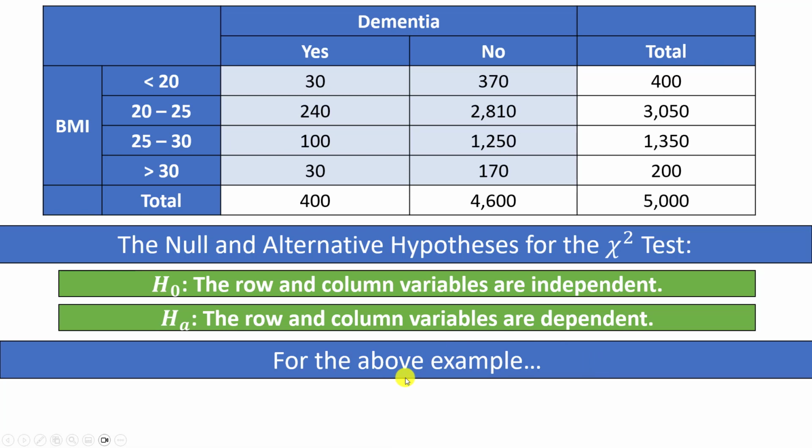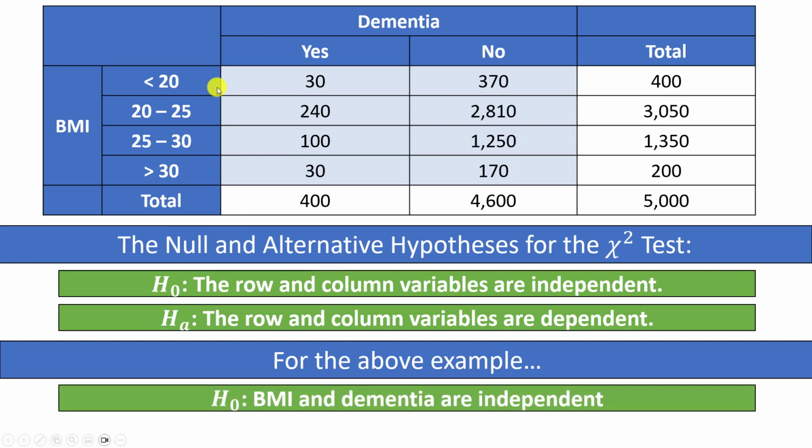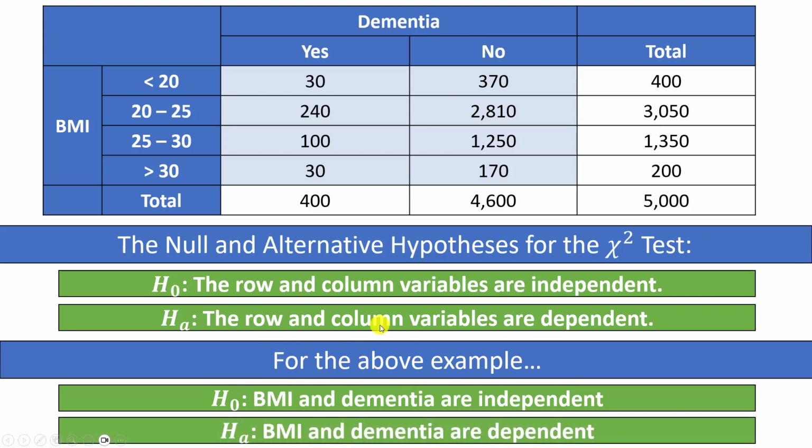But of course, you're going to be more specific to your particular example. So you're not going to just say the row and column variables. You're going to specify what those variables are. In this case, the row variable is BMI classification, and the column variable is dementia, right? So our null hypothesis would be that BMI and dementia are independent, and our alternative would be that BMI and dementia are dependent. Make sure you have independence in the null and dependence in the alternative. If you switch these around, it is technically not correct. So make sure you have that straight.